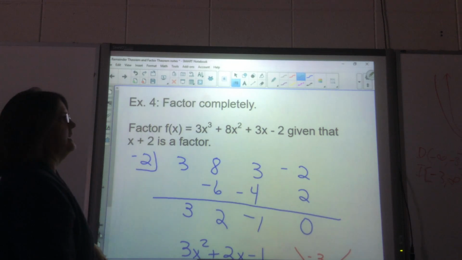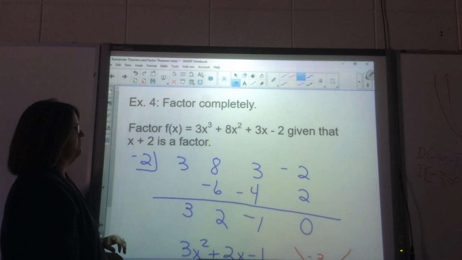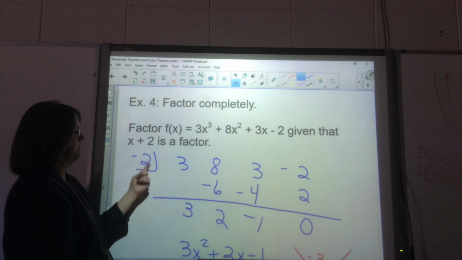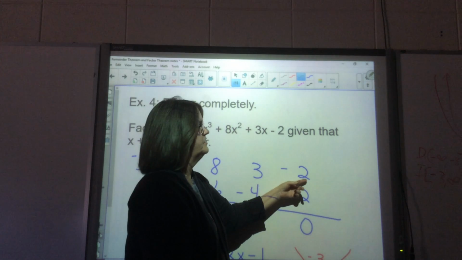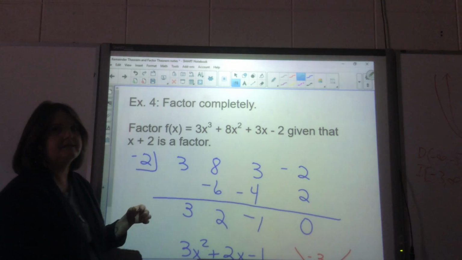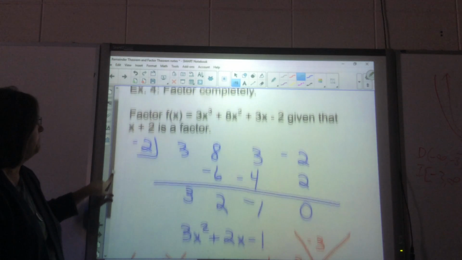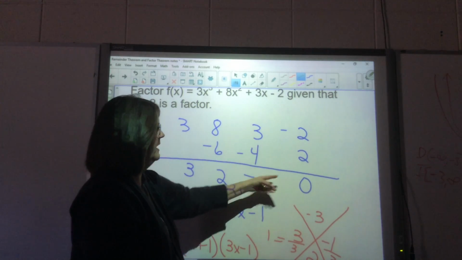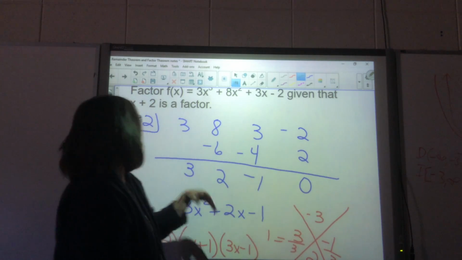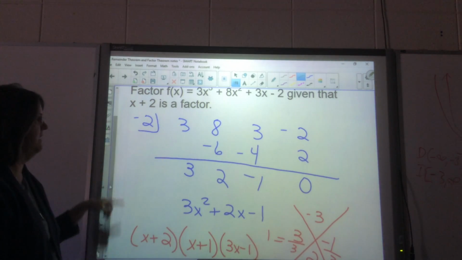Okay? And again, we're doing that again. We're going to see first off if this is a factor. We put negative 2 in the corner. We put down all of our numerical coefficients, remembering that if we have a missing term, we write a 0. We bring down the first number, we multiply, add all the way. We get a 0 on the end. So yes, x plus 2 is a factor.